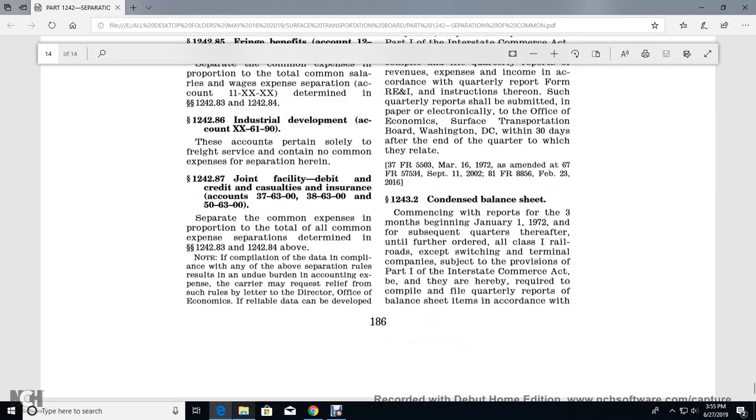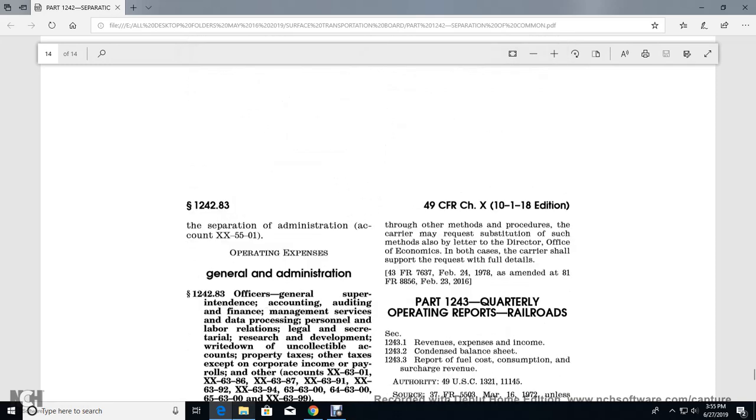All right, let's do the compilation of data for compliance with the aim of the above separation rules. As a result of the undue burden on the accounting expense of the carrier, the carrier may request relief from such rules by letter to the director of the office of economics, where reliable data can be developed through any of the methods prescribed. The carrier shall support the request with full details.